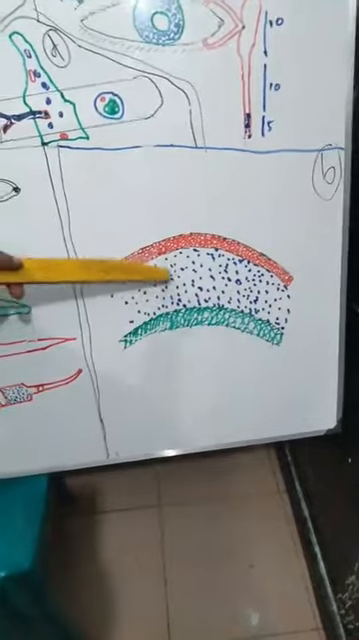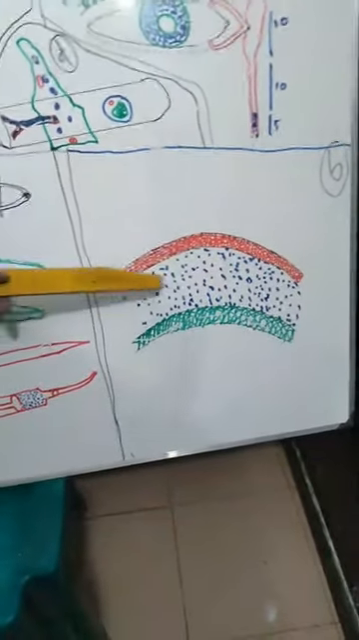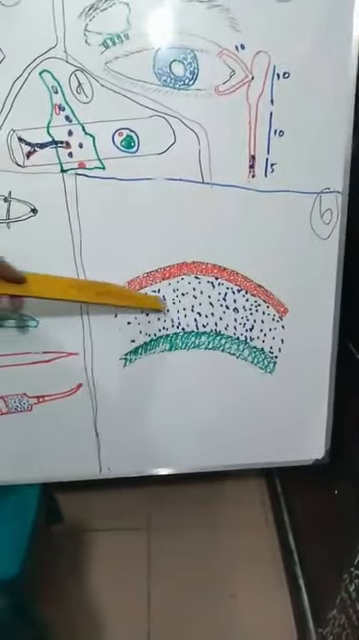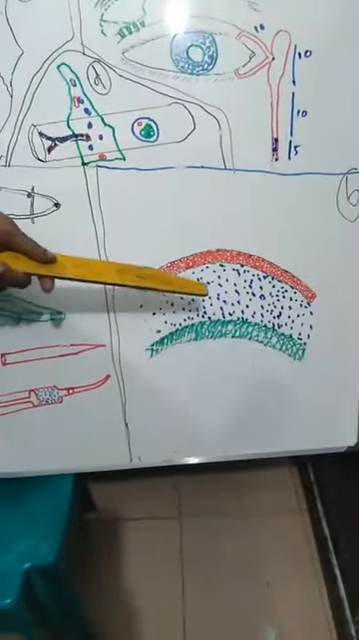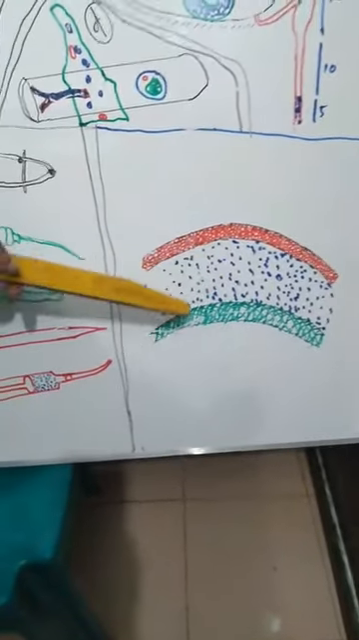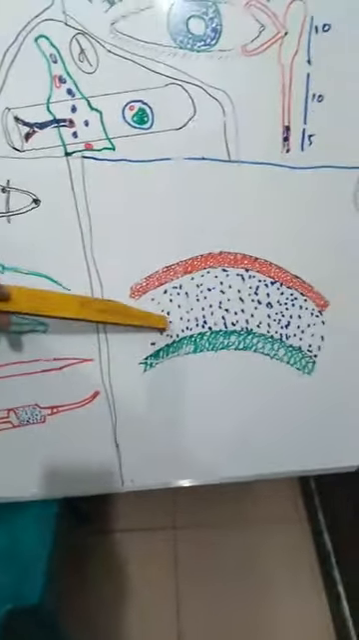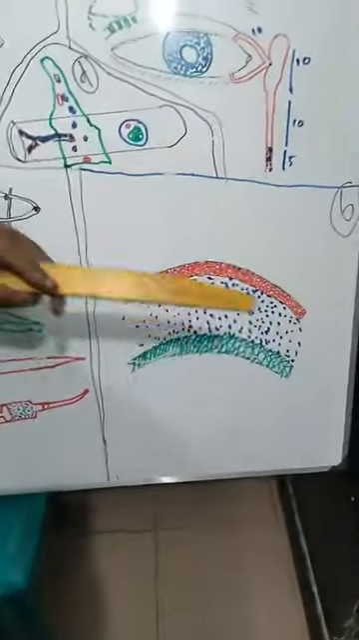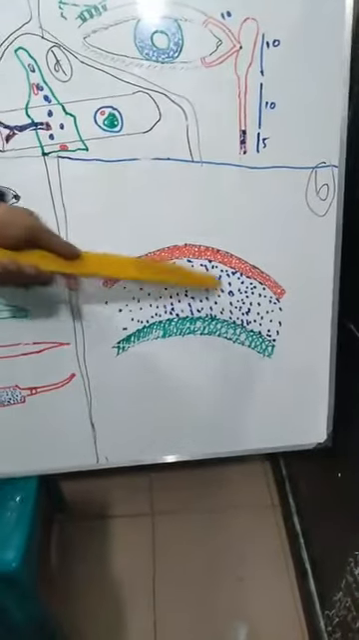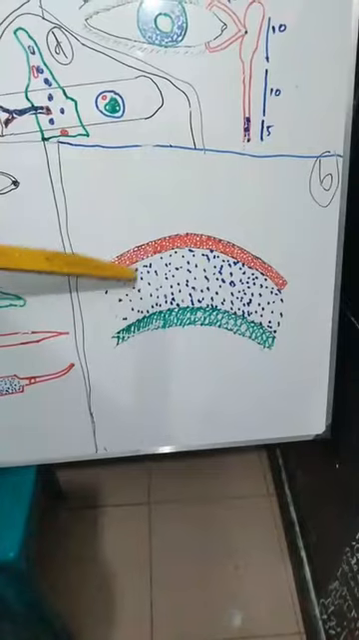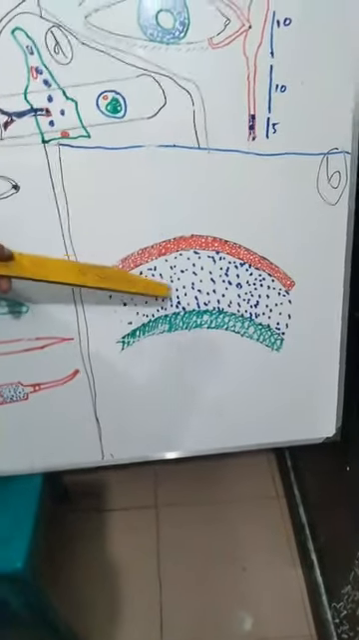And the middle aqueous layer contains water and dissolved oxygen, and also some soluble substances: sodium, potassium, calcium ions, amino acids, fatty acids, glucose, and urea. All the constituents are soluble in the aqueous layer, and it gives corneal nutrition. Oxygen comes from this layer.